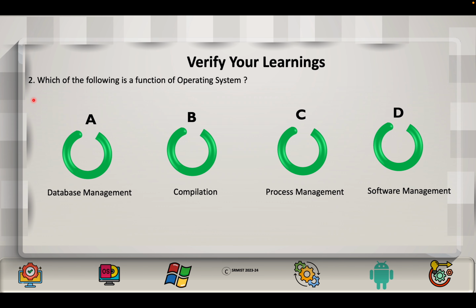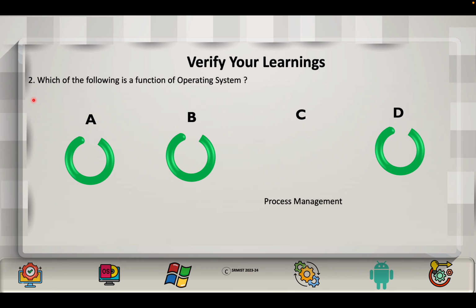Second question. Which one of the following is a function of operating system? Database management, compilation, process management, software management? The correct answer is process management. That is one of the operating system functions.